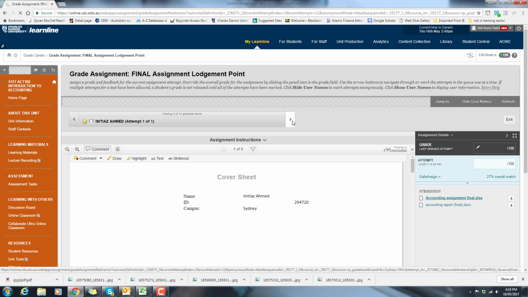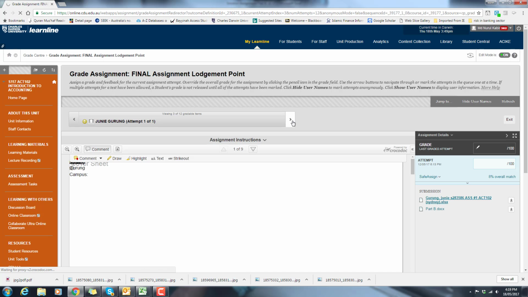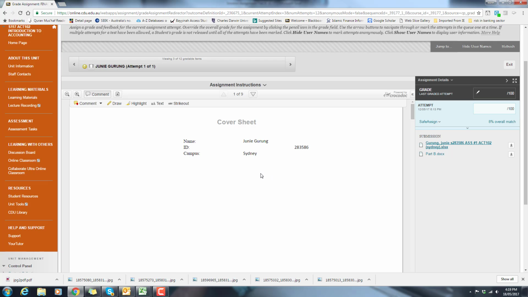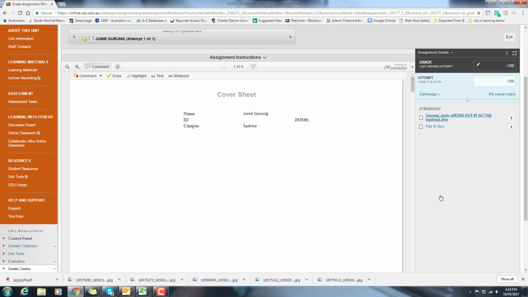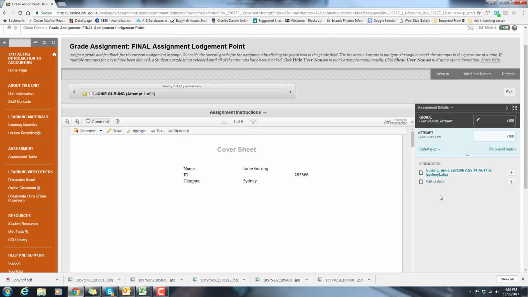Go to the next one. Yeah, it's all Sydney campus. So this is why, before you mark, we need to be a bit careful, because sometimes I made a mistake. I just marked, and then after a few minutes, or after marking a few, I realized that I had marked other campus students' papers as well.